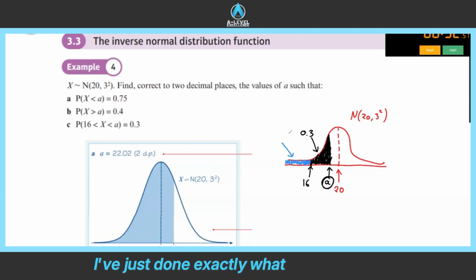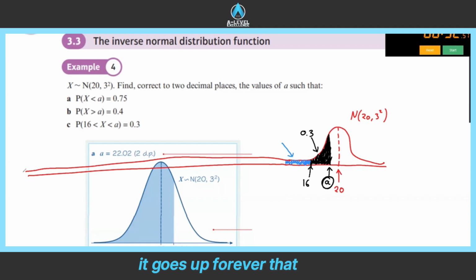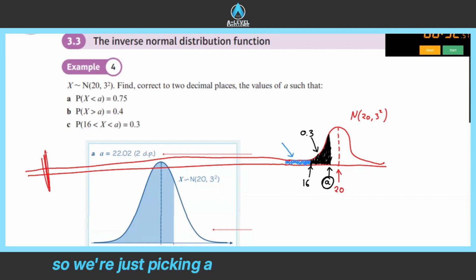I've just done exactly what Nishika said. I'm on my calculator. I'm on normal CD. The lower bound is a really negative number. And I'll just explain that really quickly in case anyone's thinking, why is he doing minus 999? Here's why. Look at that graph I've drawn out, right? The normal distribution is continuous and it can take any value. So this goes in reality to minus infinity. It goes forever that way. So we're just picking a really stupidly small number all the way down there.